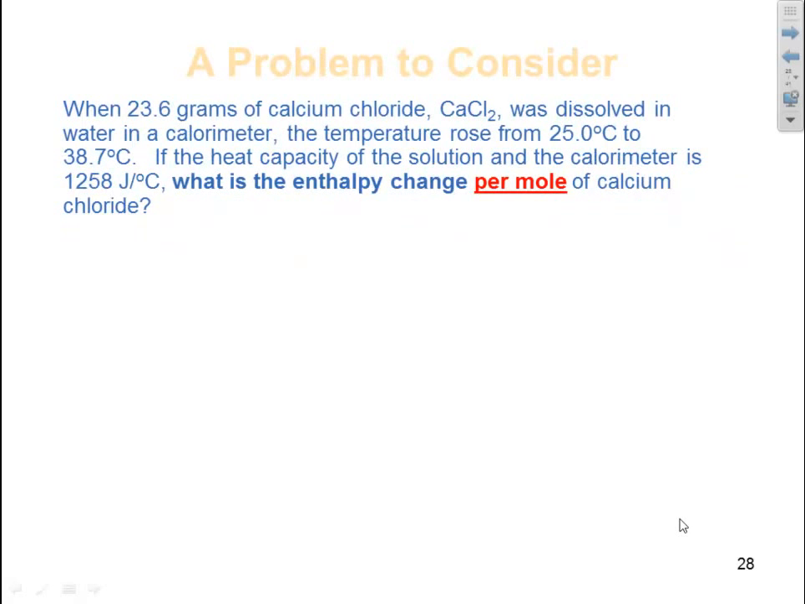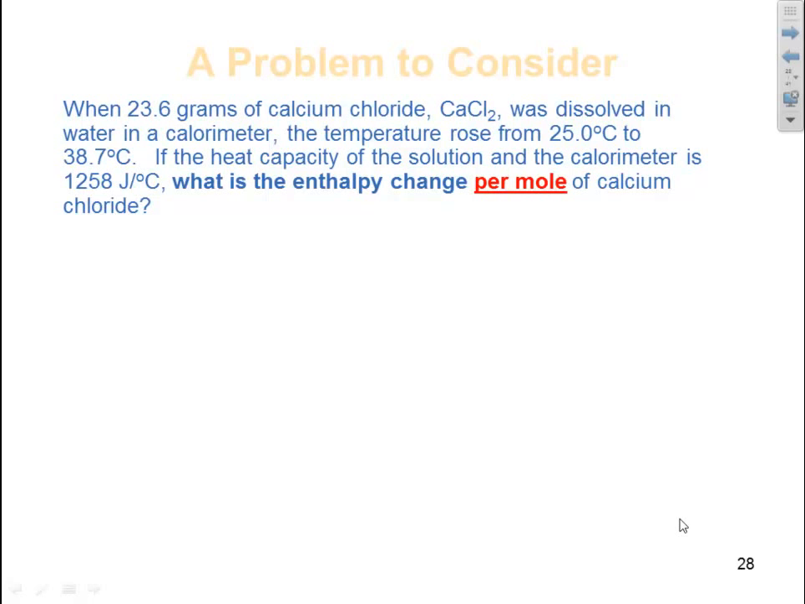Let's look at an example. When 23.6 grams of calcium chloride was dissolved in water in a calorimeter, the temperature rose from 25 degrees C to 38.7 degrees C. If the heat capacity of the solution in the calorimeter is 1,258 joules per degree C, what is the enthalpy change per mole of calcium chloride?